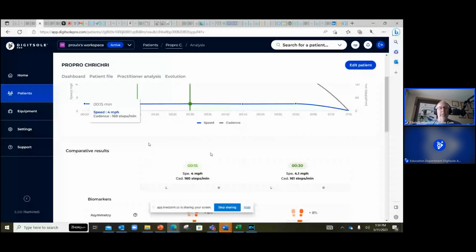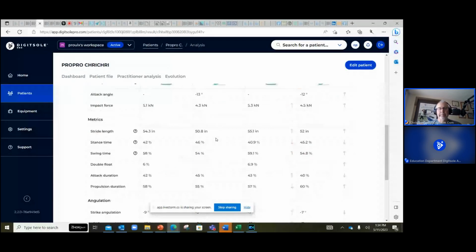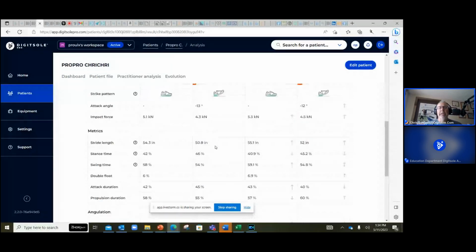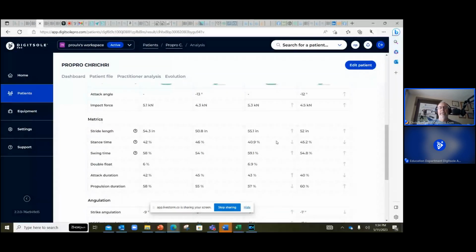And it shows you what time stamp that's going to be. It shows you the speed and your cadence. And then what we see here is the asymmetry. It shows you the strike pattern and the angulation. It also shows you the impact force, right? So again, all of the same characteristics. And so that way you can pinpoint when did things start going wrong?